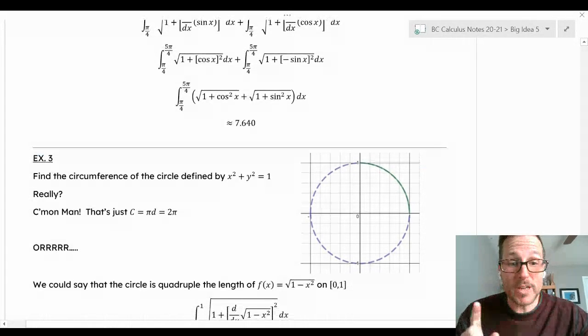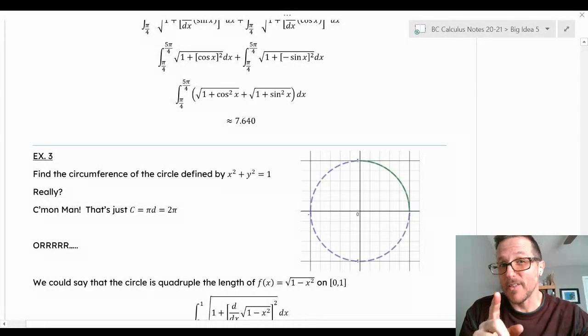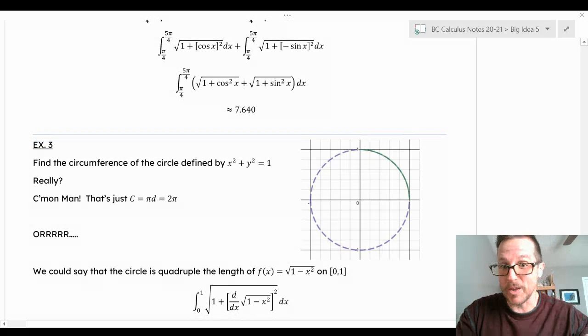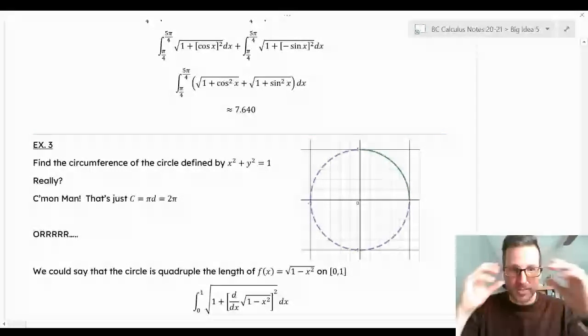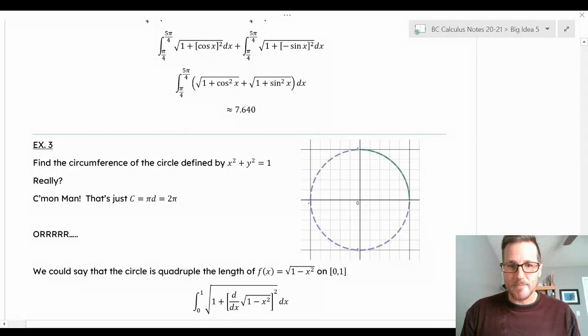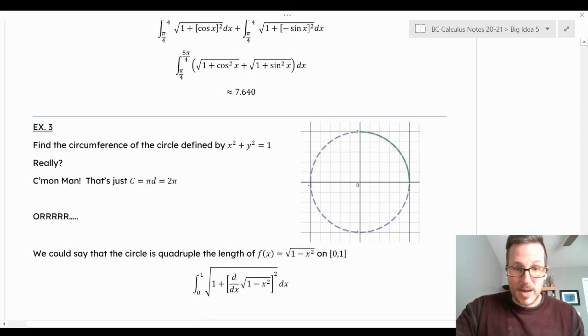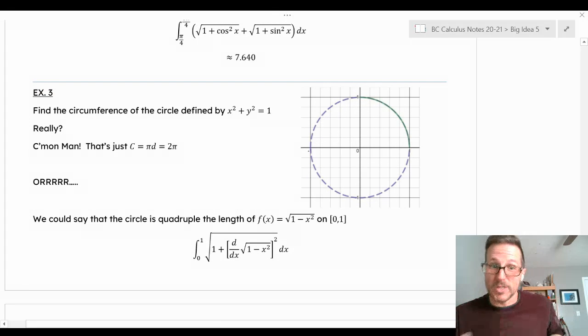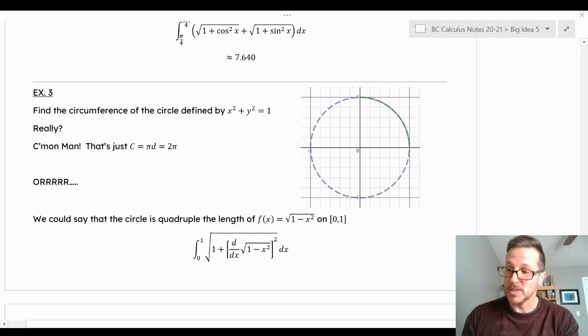Or we could use calculus and find arc length using the formula we just talked about. Are you with me? All right, so we could just find that little green part and multiply by 4. That's my plan. So that is going to be the length of the function square root of 1 minus x squared, just from 0 to 1, so just that first quadrant piece. And I'm going to find the length using the formula. Buckle up. That's the integral from 0 to 1, square root of 1 plus derivative of my function squared.